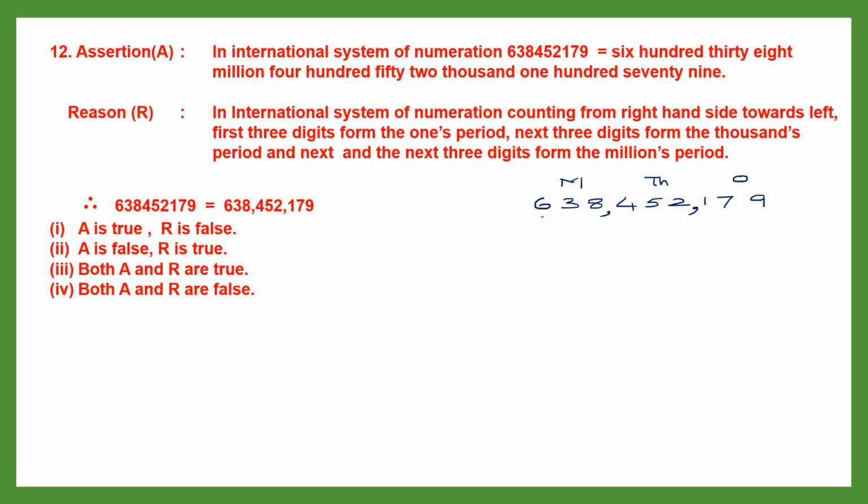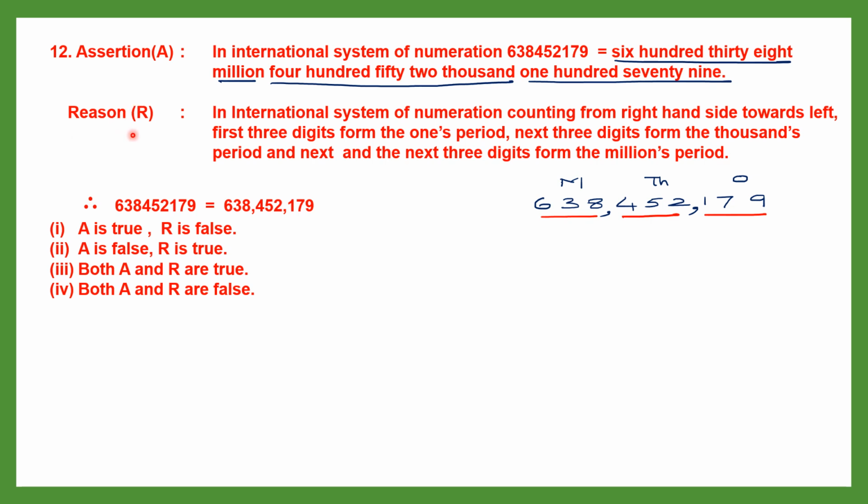So when we read this whole thing together, that is 638 million. Let's see here. 638 million. That's correct. So we got the same thing. Now let's look at the next one here. We have 452,000. Do we have that there? Yes, we have the same thing. Then here we have 179. Do we have that there? Yes, we have it there. That means this assertion is true.